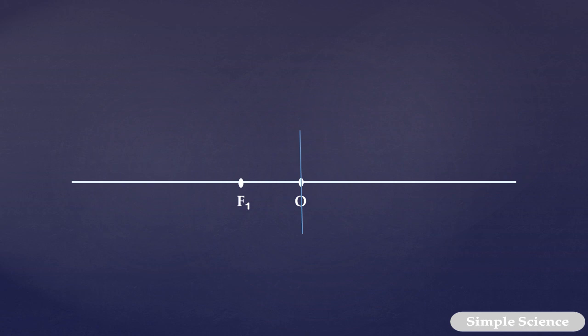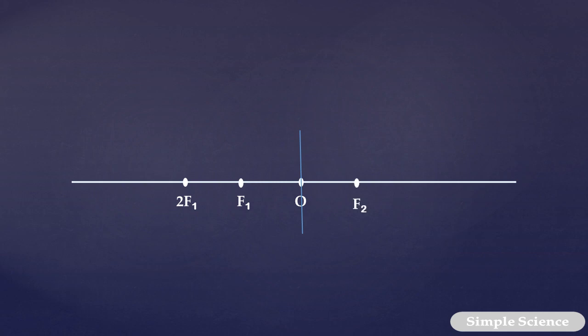Now mark a point F1 2 cm on the left side of O. You have to be very accurate with your measurement. So take a sharp pencil and a scale. Your measurement should be correct. Otherwise the location of image, the position and size of the image will vary and you will not get the correct position. Now 2 centimeters again on the left side from F1, that is 2F1. So the distance of O and 2F1 is 4 centimeter.